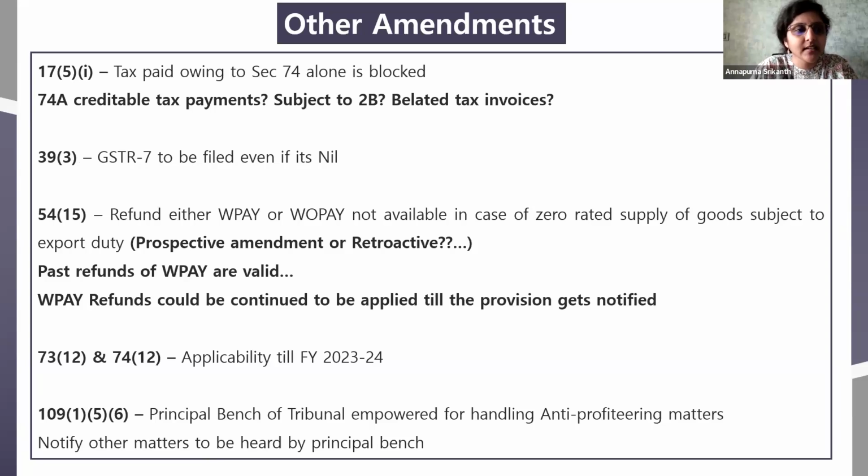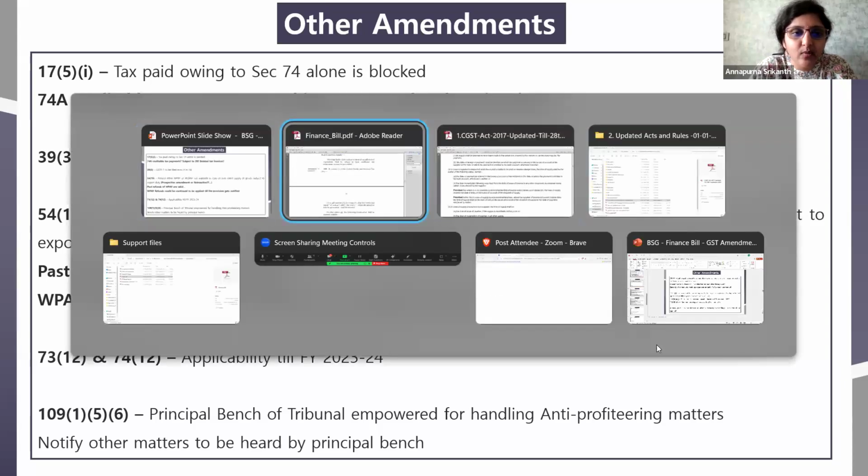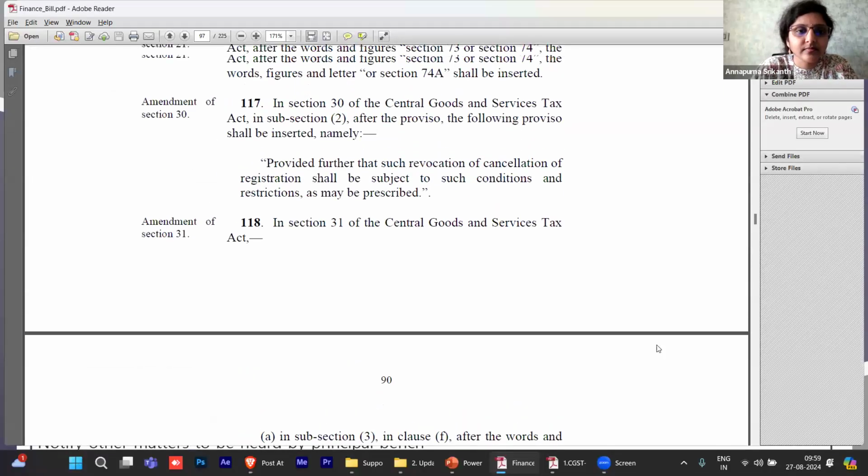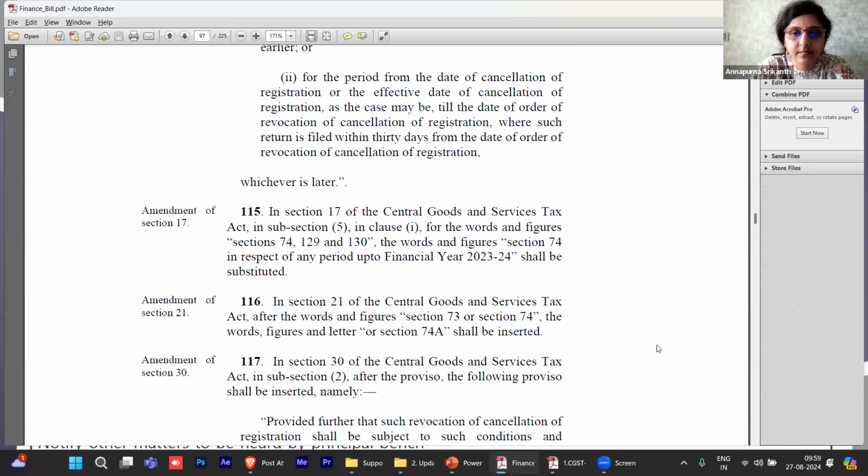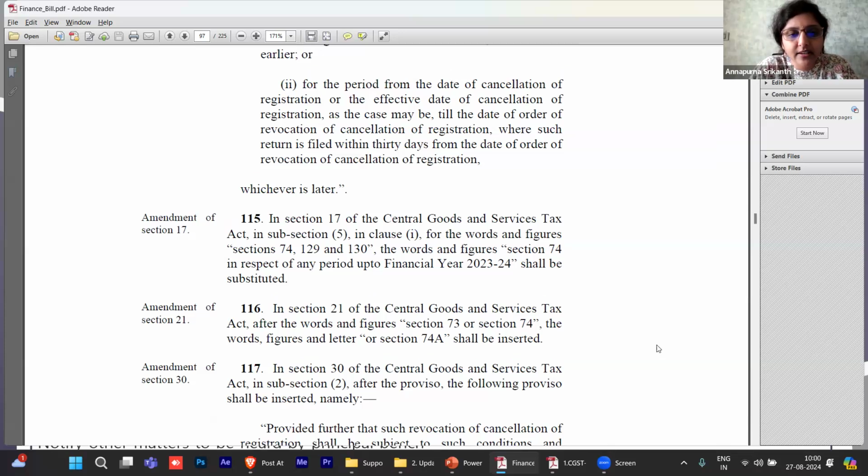So, okay, I'll move next. 17.5I. So, tax paid owing to section 74 alone is blocked, but 74A is not inserted over here. So, subject to 2B, even on a belated tax invoice credit can be claimed. So 129, 130 is removed. Section 74 alone, that too up to 23-24. They did not make a corresponding 74A amendment here.